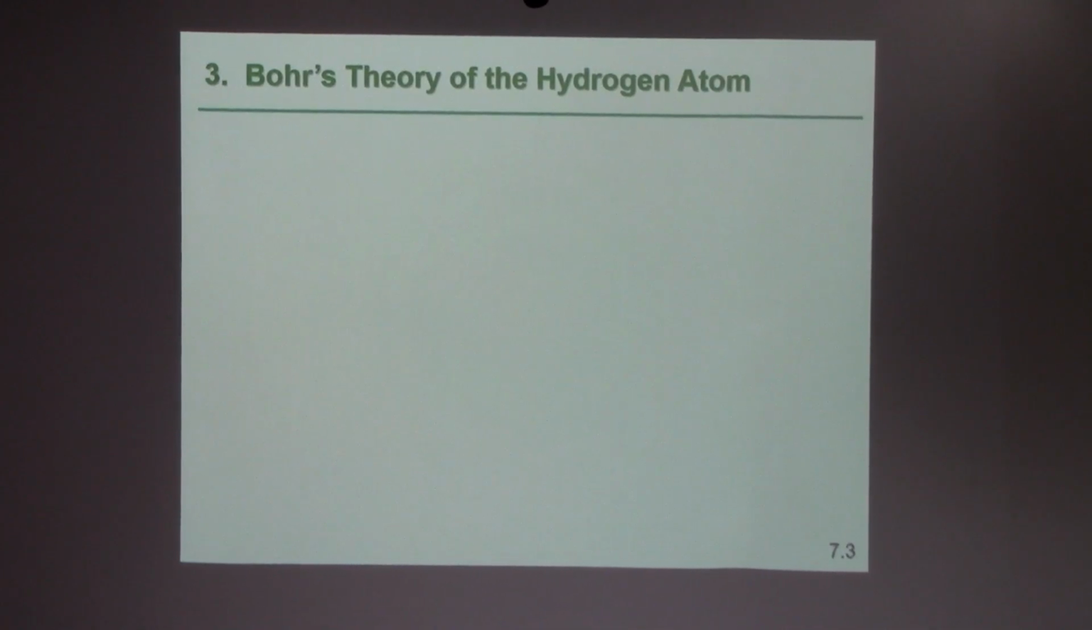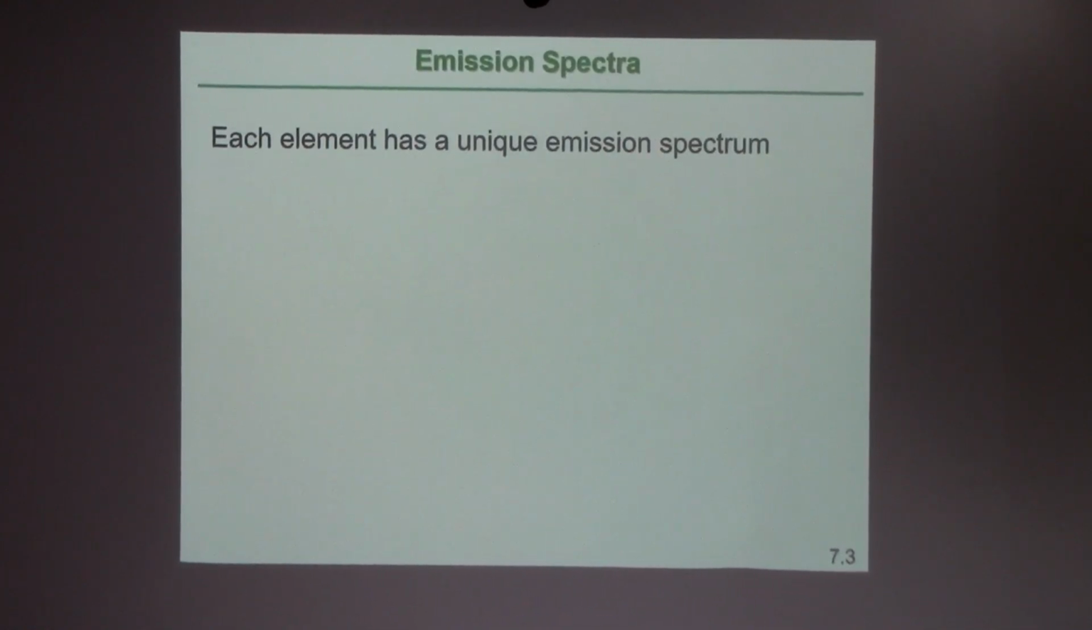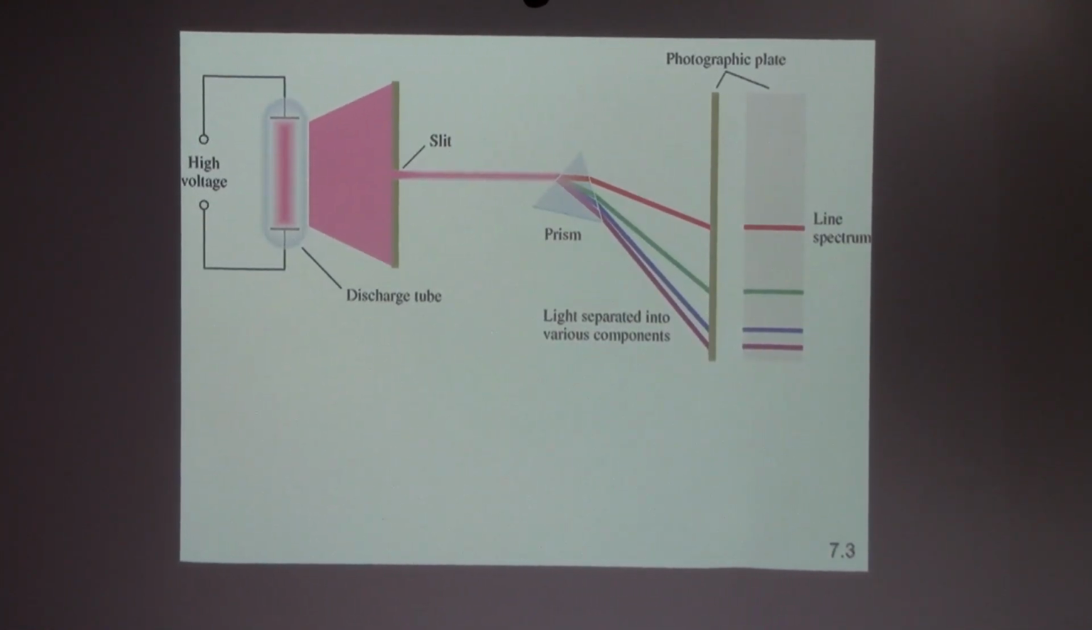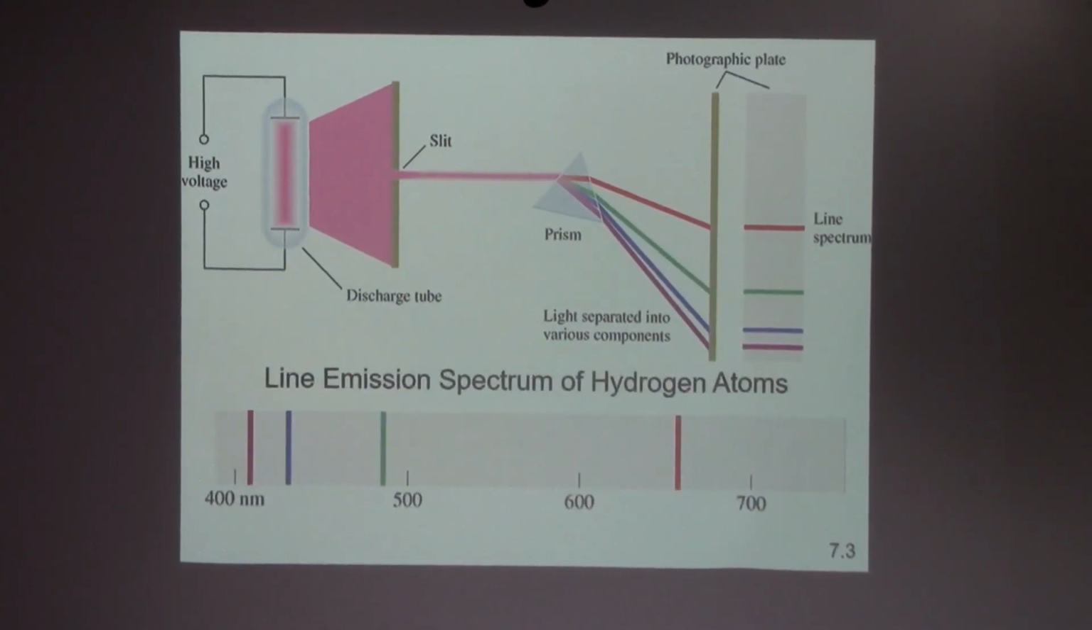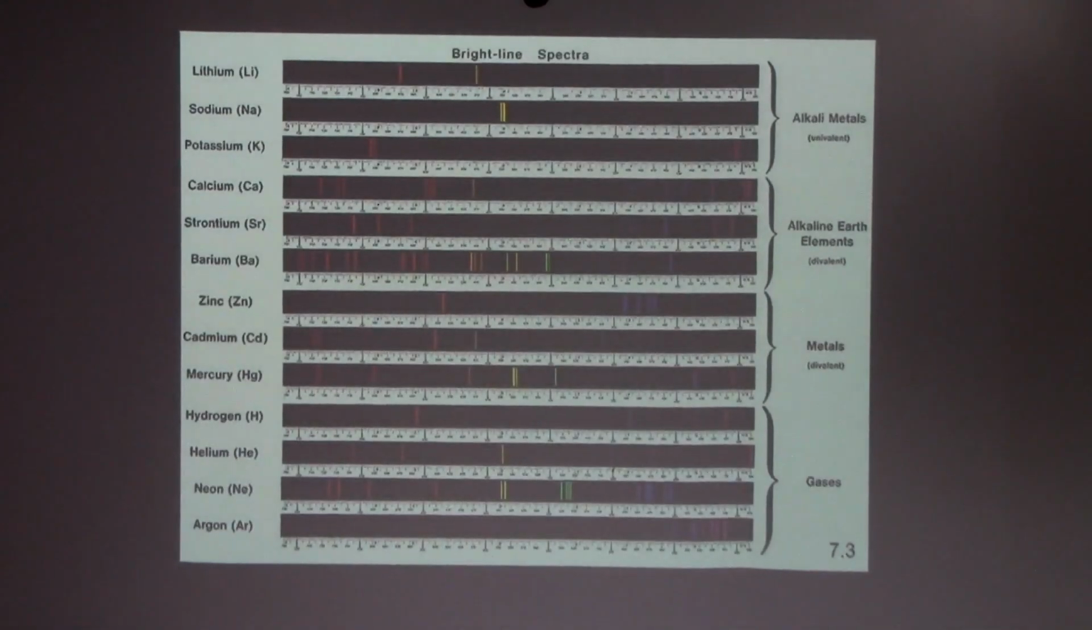The line spectrum of hydrogen, yet another mystery to 19th century physicists, was also solved by applying the quantum theory. Each element has a unique emission spectrum. It is like a fingerprint of an element. Here is the line emission spectrum of hydrogen. Here are the line emission spectra of other elements.